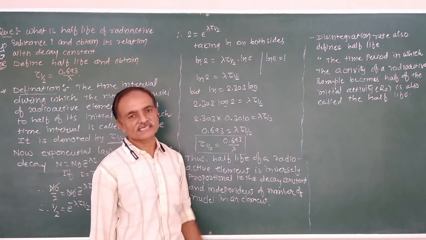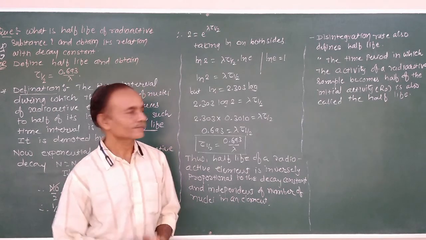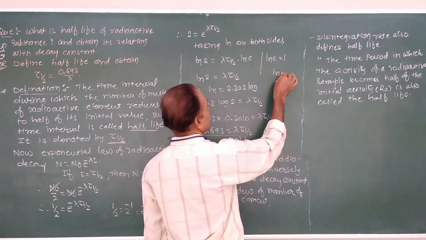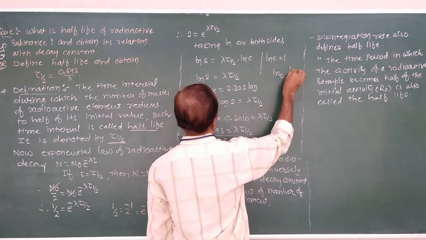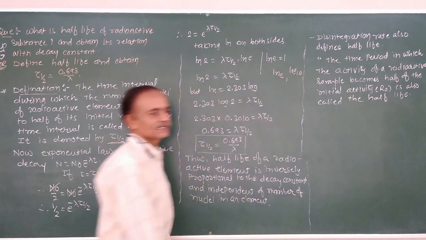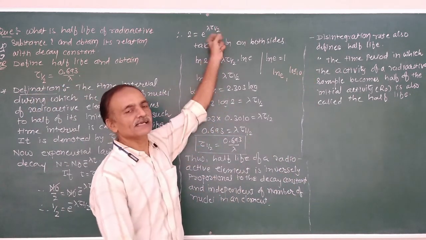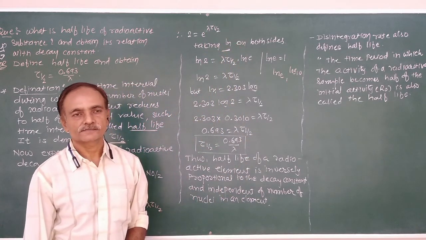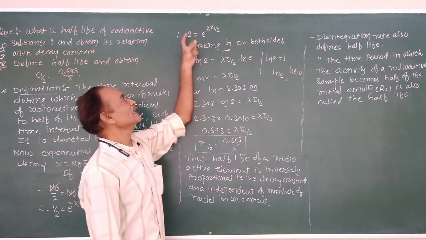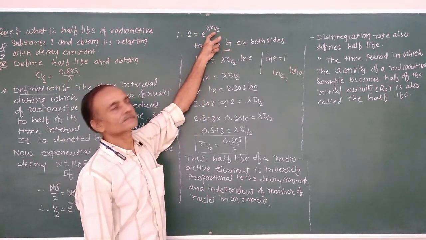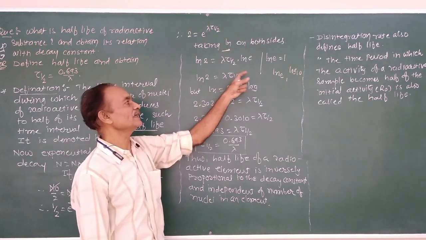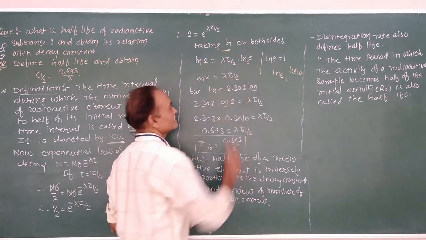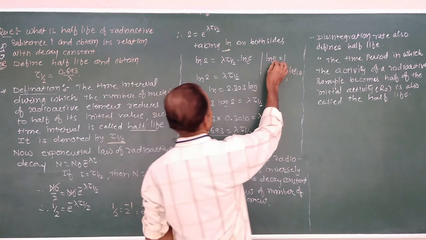Taking the ln on both sides. Why ln, not log? Now listen, the difference between ln and log is, ln is base e, while log is base 10. Here, in the form of exponential, therefore we are considering ln, not log. Therefore, taking the ln on both sides, ln 2 is equal to λ τ half into ln e, base e. ln e base e is equal to 1.